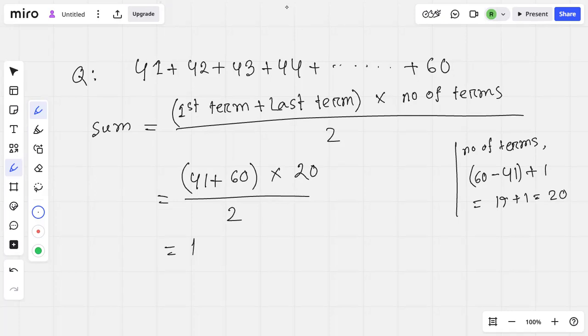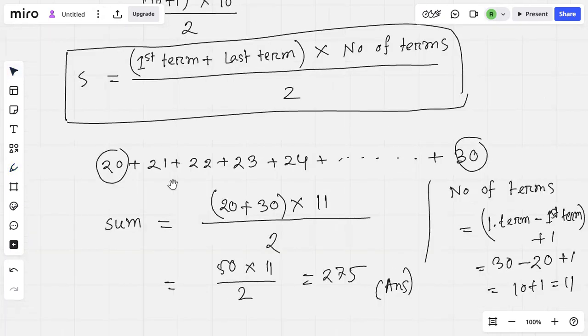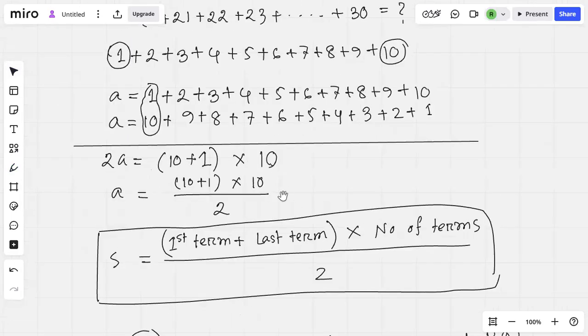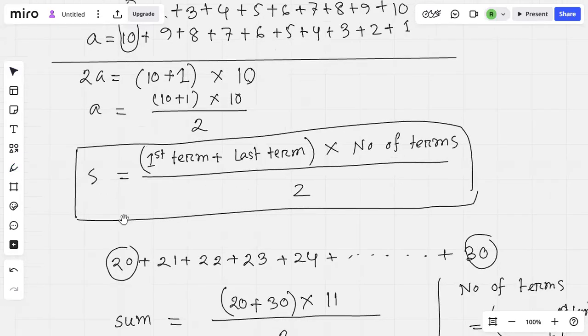So I hope this is pretty much clear. If we are given any series of consecutive numbers and we are asked to find the sum, we just easily use this very formula, and we get our result. Okay. So this was the first topic.